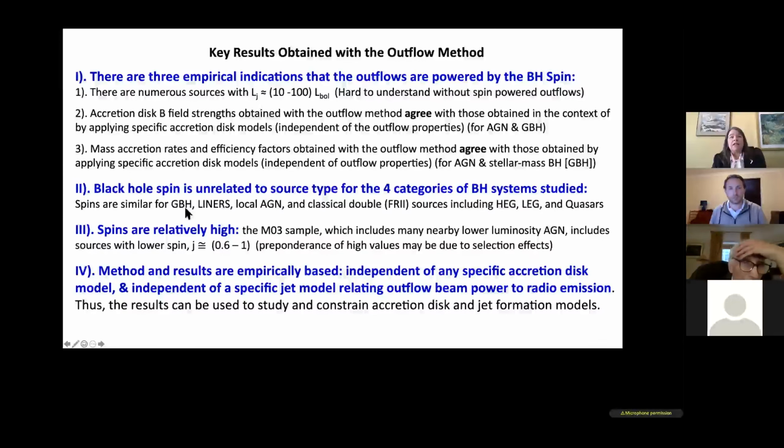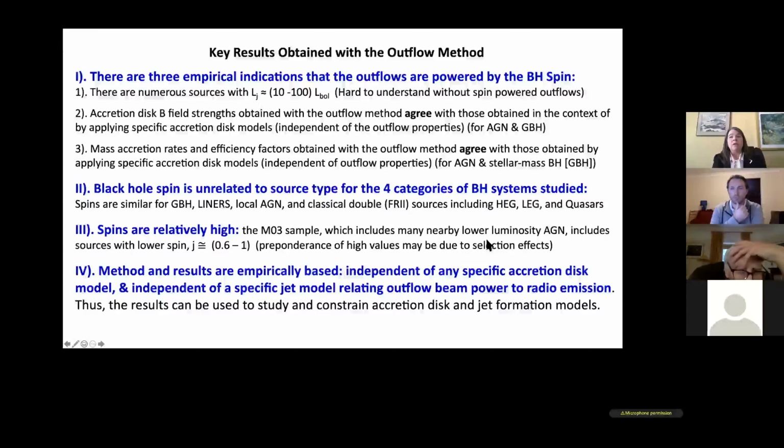The second key result is that the black hole spins obtained are unrelated to source type. For all four categories of black hole systems studied, including the galactic stellar mass black holes, the local AGN, including Seyfert type and LINER type systems, and the classical double sources, including the high excitation, low excitation, and radio-loud quasars, black hole spin is not related to type for any of those sources. The next big result is that the spins are relatively high.